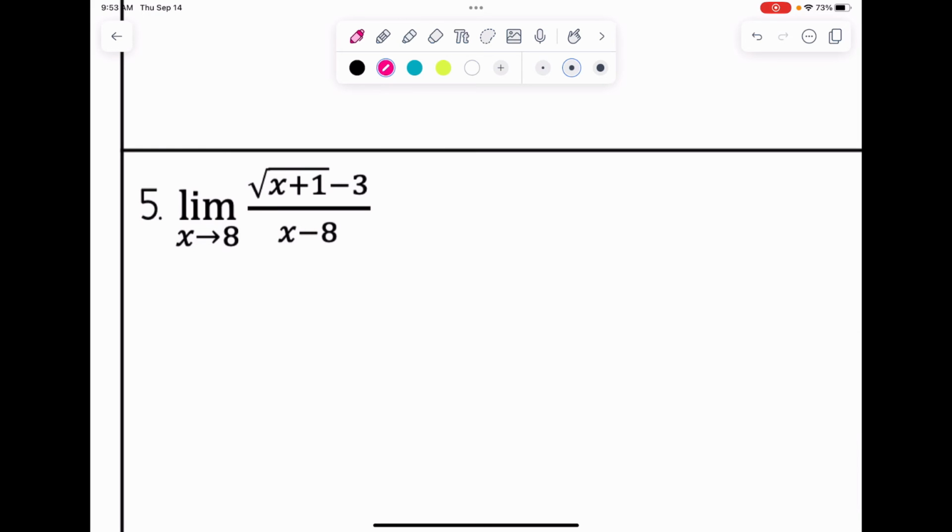Okay, for number 5 here, the limit as x approaches 8 of radical x plus 1 minus 3 over x minus 8. All right, let's start with our direct substitution, of course. And you will see, of course, we are going to get 0 over 0, indeterminate. All right, from here, we have to think about how can we rewrite this.